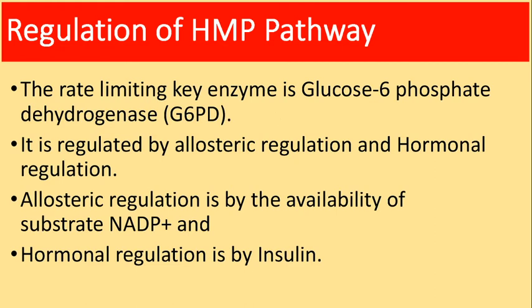So in the well-fed state, when the diet is rich in carbohydrate, insulin will stimulate the HMP shunt by increasing the synthesis of glucose 6-phosphate dehydrogenase enzyme and 6-phosphogluconate dehydrogenase. And during starvation and in severe diabetic condition, it will be inhibited. Then thyroid hormones also will enhance the stimulation of this glucose 6-phosphate dehydrogenase enzyme. So this enzyme is regulated both allosterically as well as by hormonal regulation by insulin.